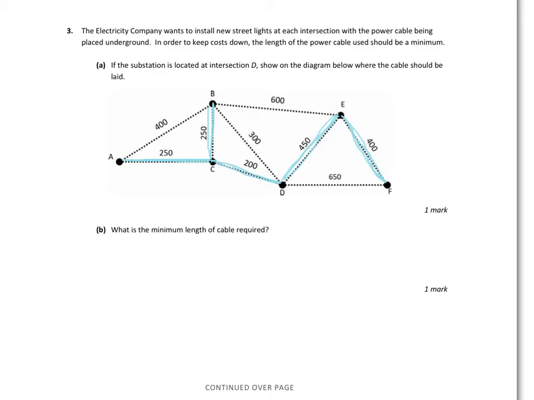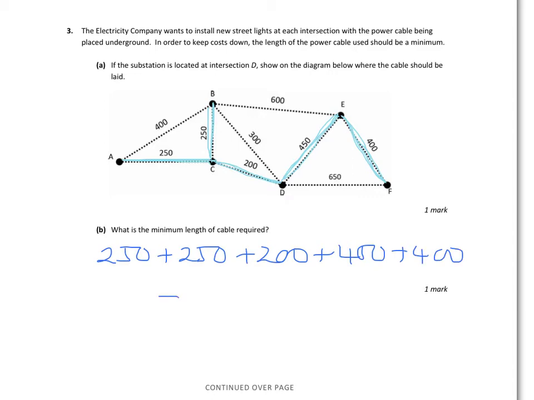And for part B, what is the minimum length of cable required? Well, I'm just adding those values together. So I'll do 250 plus 250 plus 200 plus 450 plus 400, and I end up with a total of 1,550 metres.